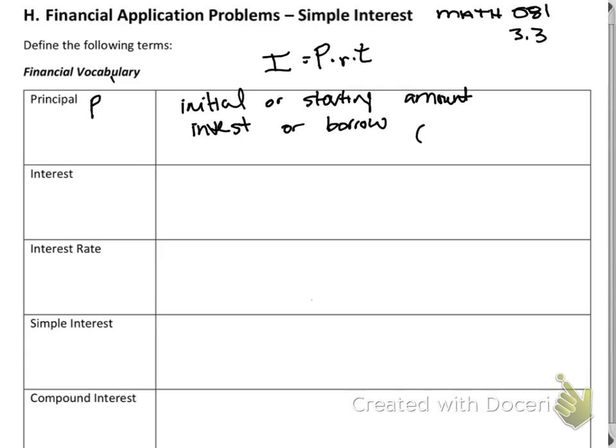Also, just so you understand, the principal is always going to be in dollars, in US dollars, in money. So the interest is actually also a monetary amount.